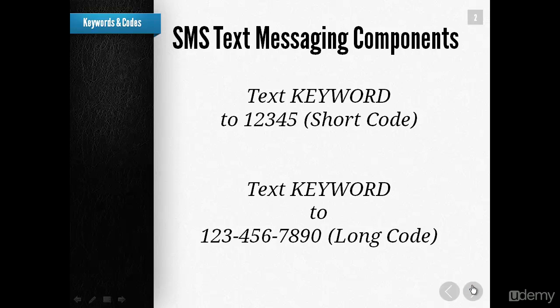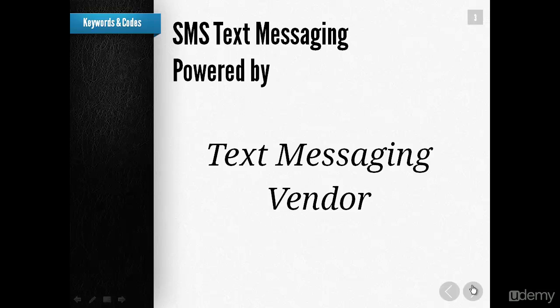First of all, the basics of it: the keyword is the word that is used to basically put people onto a specific list. So if they text pizza into a short code or a long code, they're on the pizza list, and vice versa. The short codes are 5 or 6 digit codes that are powered by the cell phone carriers. They have ultimate control over them. The long codes are phone numbers, and they're a lot more flexible in terms of who can use them and how. All of this is powered by text messaging vendors.